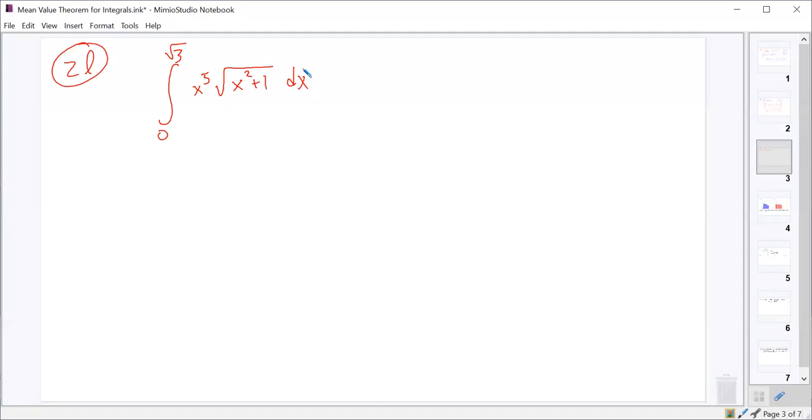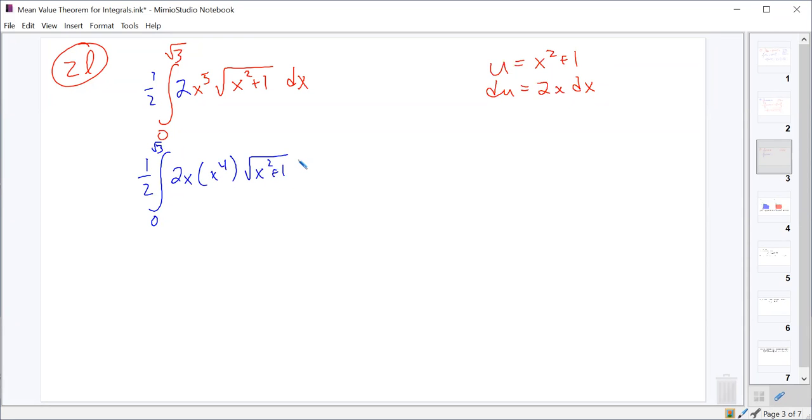All right, so this is very similar to the ones we were doing at the end of the day yesterday, right, where we're going to let u equal what's inside of the square root. So du will become 2x dx, which means we'll have to put in a 2 and a 1/2. So we'll have 1/2 of the integral, and I'm going to keep this all in terms of x for now. We're going to write this as 2x, x to the 4th, and then root x squared plus 1 dx.